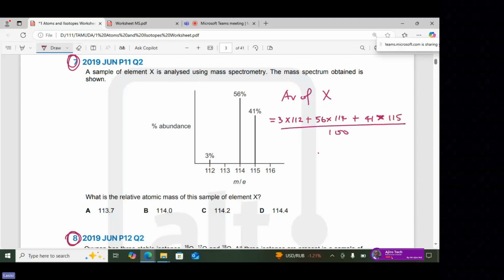How do you get here? This is the weighted average mass. You can find the weighted average mass here. Is that okay? So what do you get here? 114.35. So 0.35. What's the answer? 114.4, one decimal place. A, D. Do you agree? Yes.